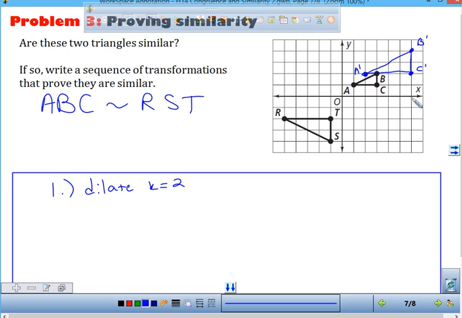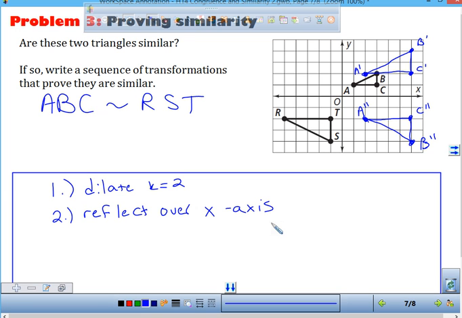Very good. So C is 2 away. I go 2 away. That's C double prime. B is where? 4 away, so I go 4 away in the other direction to get B double prime. A is how far from X? 2. I go 2 the other direction. I get A double prime. Do we have the orientation the same now? Yes. So our second step was reflect over the X-axis.